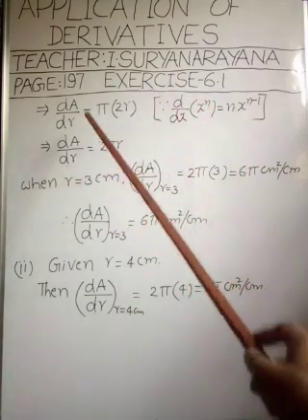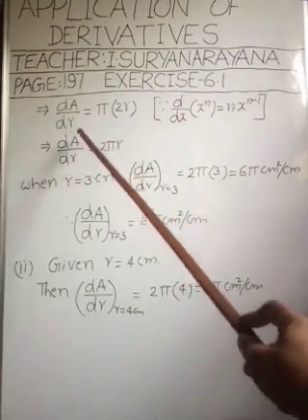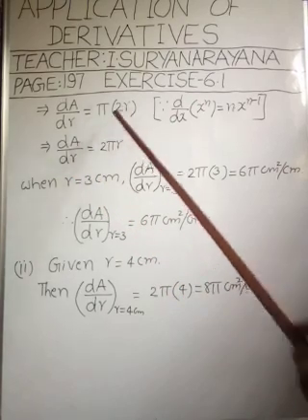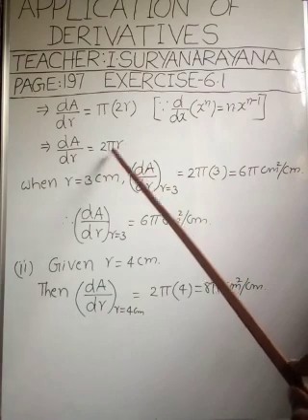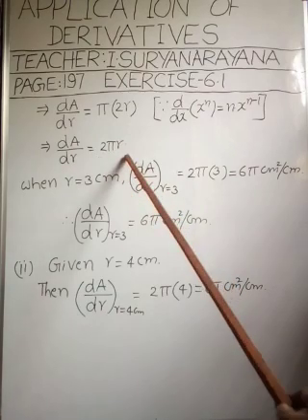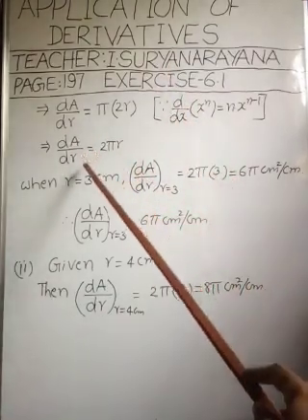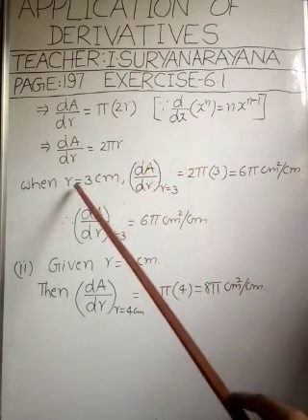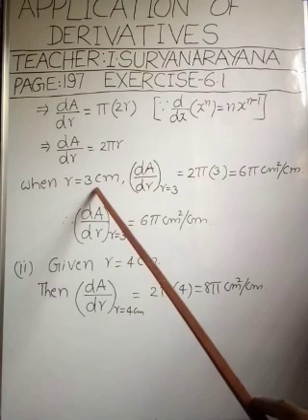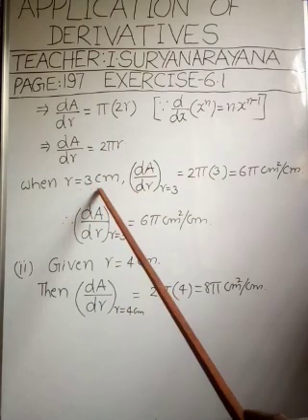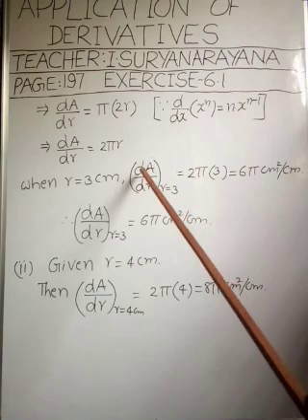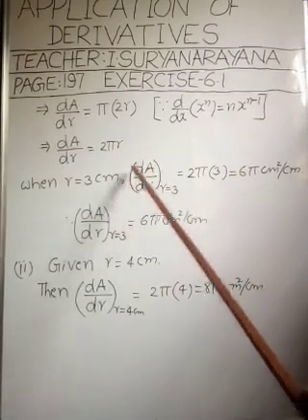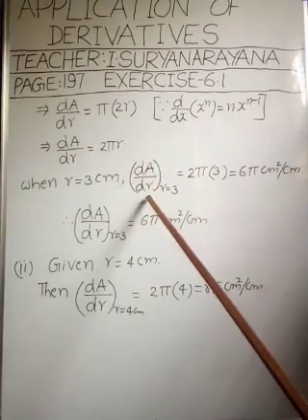This implies we write the LHS as it is, that is dA by dr is equal to, by simplifying this expression, what will you get here? Finally 2 pi r. Understood this step? We have found dA by dr, that is equal to 2 pi r. Then the first part, what is the first part? r is equal to 3 centimeters. When r is equal to 3 centimeters, we have to find the rate of change in the area of a circle with respect to r.